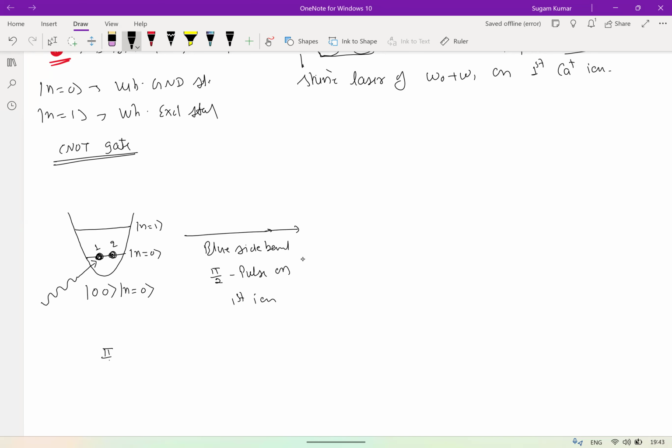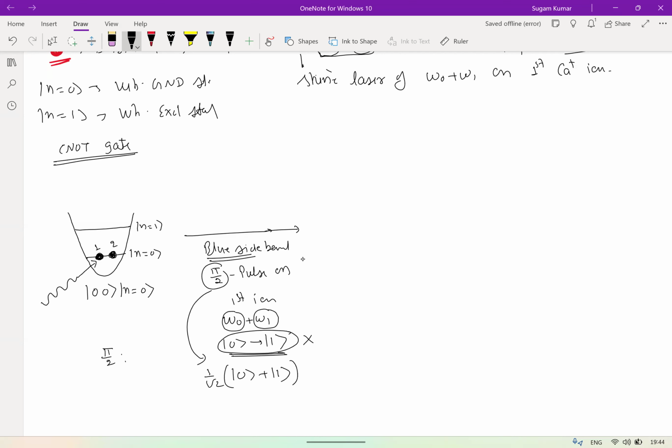Now you know that when you shine a pi by 2 pulse, in the blue sideband, okay, it means you are shining frequency omega naught plus omega 1. So this omega naught is going to cause a transition from 0 to 1. But because this is a pi by 2 pulse, this transition is not complete. So this is going to put it into the superposition state. This will not take place, only this will take place because of the pi by 2 pulse. And this omega 1, okay, this is going to now go for the vibrational transitions.